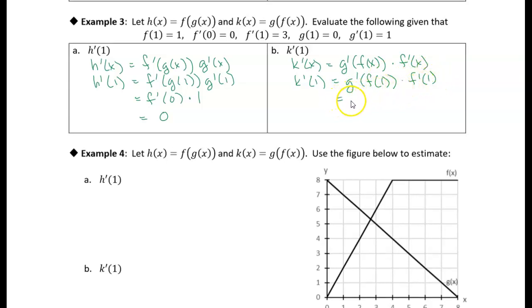All right, so I know now that f of 1 is right here, so f of 1 is 1, and f prime of 1 is 3. Okay. And g prime of 1 is also 1. Okay, so I'm just going to substitute that in. I have 1 times 3, which is 3.